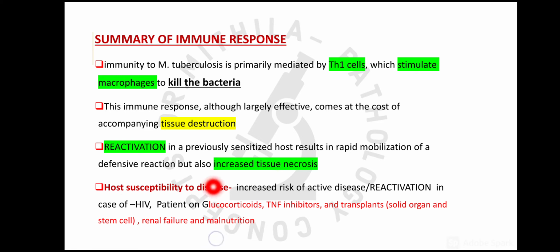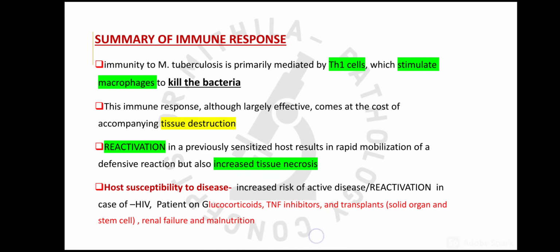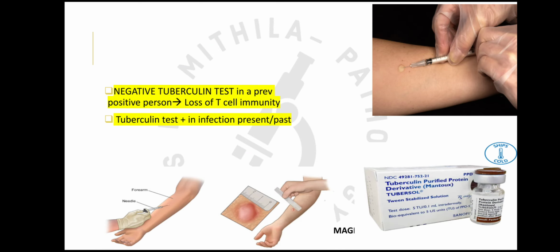Now, host susceptibility to the disease. There is an increased risk of active and progressive disease in patients who are immunocompromised, because there the immune response will not be mounted. Like in case of HIV, in patients on glucocorticoids, patients on TNF inhibitors, patients who have received transplants and are on immunosuppressants, patients of chronic renal failure, and people who are malnourished. They will have a weak immune response, and they have more chances of getting a very active and progressive disease.